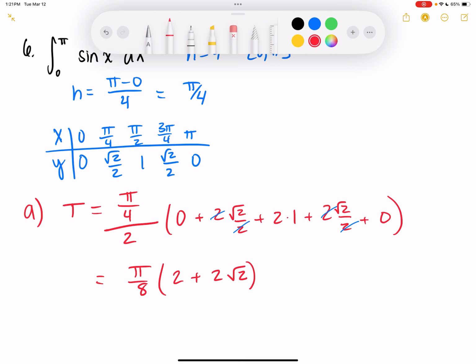And then at this point you can use your handy dandy calculator and get that number. 2 plus 2 root 2 is 4.83, what I got for that value. Did you multiply by pi divided by 8? Not yet, I was just doing that value. And then the multiplication would be 1.8961.